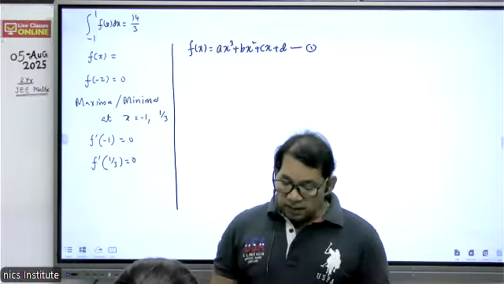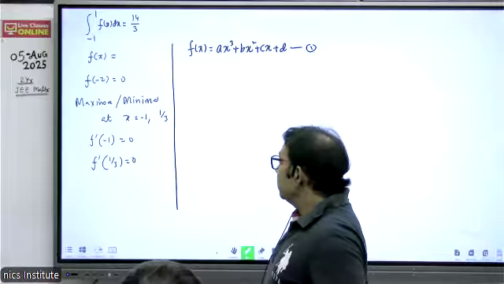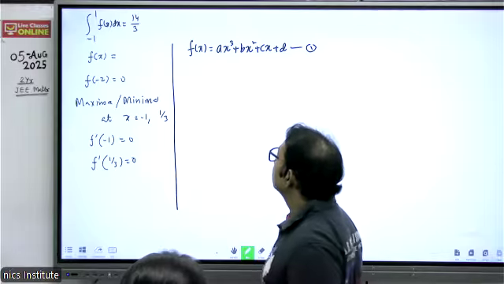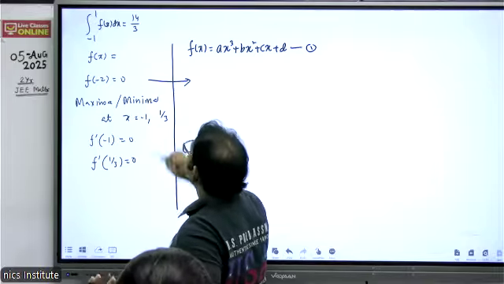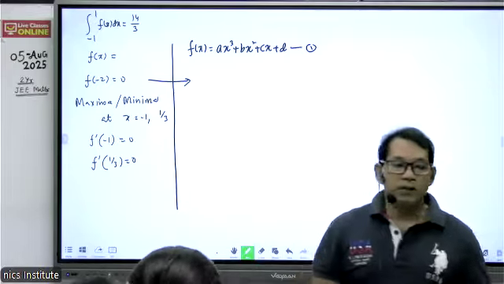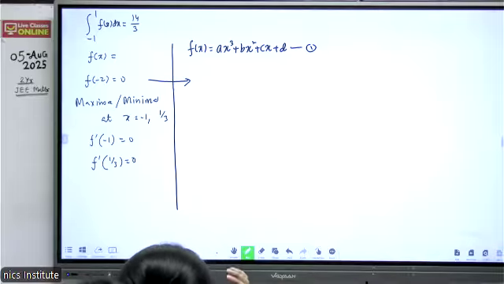Function has maxima and minima at minus 1 and 1 by 3. That means the derivative of the function would be 0 at these points. First, you can use this. The function is vanishing at x equal to minus 2. So f of minus 2 will be 0.